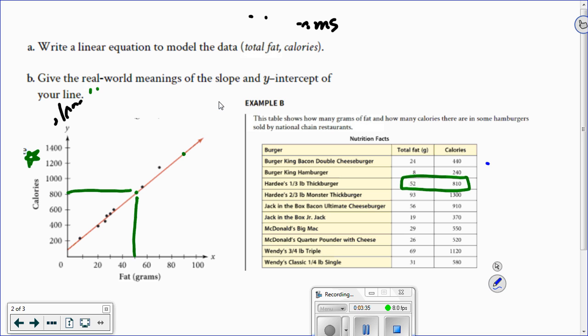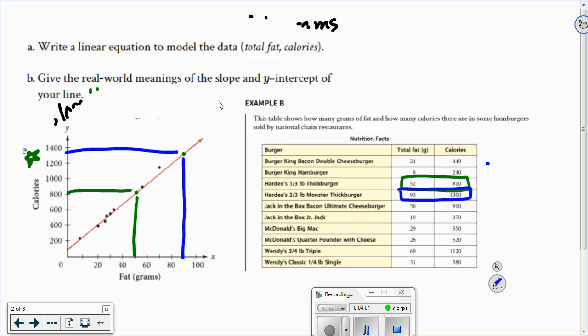My next point is right here, so that's somewhere around 90 when it comes to fat. You can find this on the table. And somewhere around 1,300 or so when it comes to calories. So 90 for fat is going to be here, and right around 1,300 for calories. Those are 2 points right next to each other on my table of values.